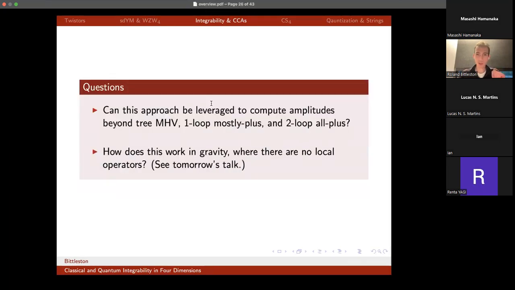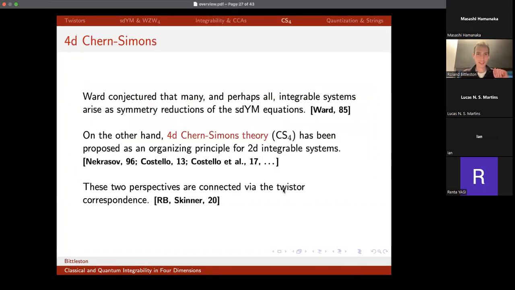So there are obviously some questions. Can this be leveraged? I've mentioned the MHV one-loop, or one-loop one-minus amplitude, and the two-loop plus amplitude. Can we get beyond? These are kind of one step away from self-duality. Can you get further? That would involve introducing more than one operator. So that's the source of the difficulty. And there's obviously the question, can this all apply to gravity? Indeed, many of the things that I have just said and will say do apply to gravity, but you'll have to come to tomorrow's talk to learn a bit about that.